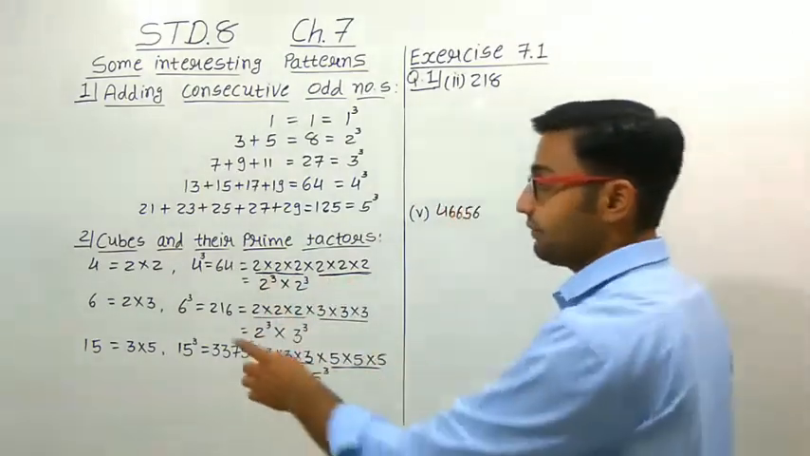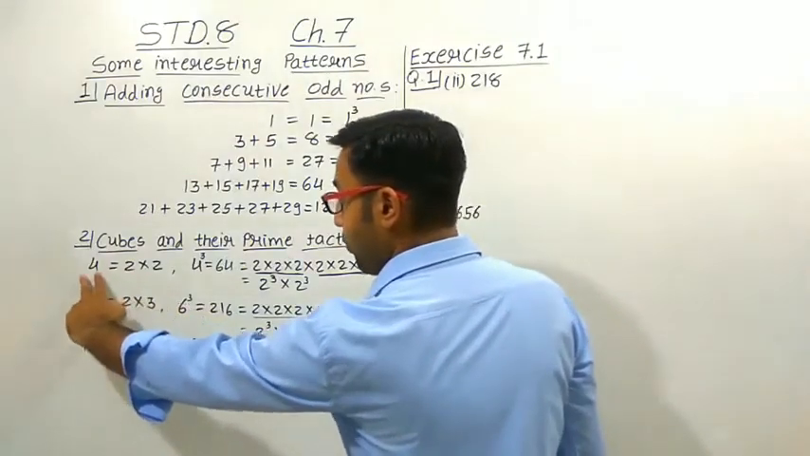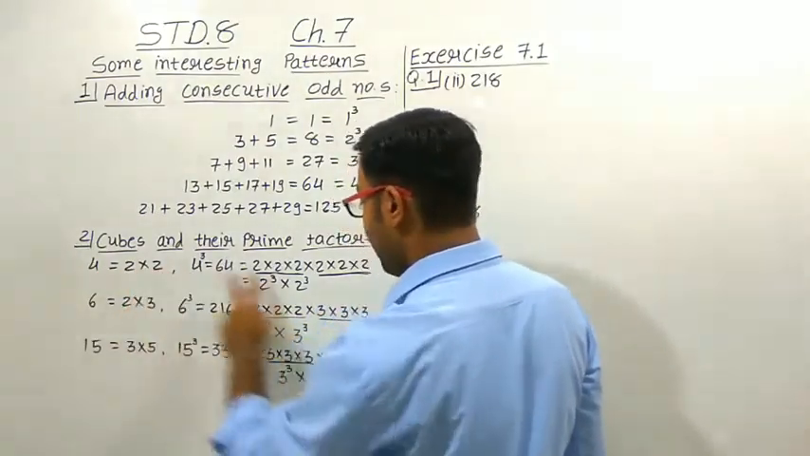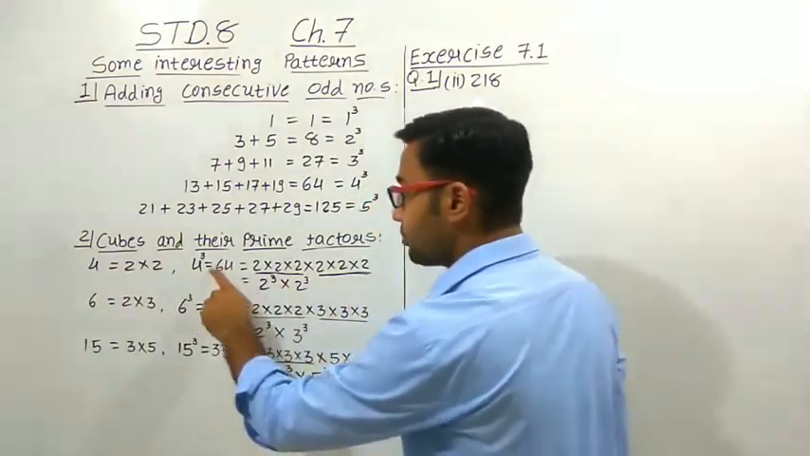Now notice that 4 has the prime factors 2 and 2. So 4 cube has the same factors 2 and 2 but with the cube. Why? Because 4 cube is there.